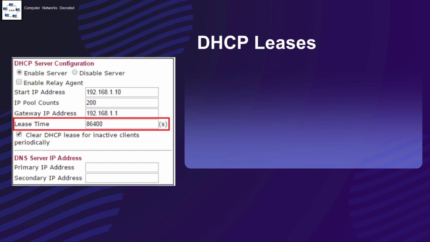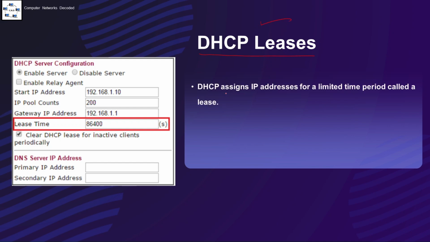Our next topic is regarding different DHCP concepts, and the first one is DHCP leases. So what is a DHCP lease? DHCP assigns IP addresses for a limited time period called a lease. So this is the lease. You can configure for how much time the IP address should be assigned to a client, and when that time passes, the IP address is renewed by the client. Here we can see that the lease time is, I think, 24 hours. This number is in seconds.